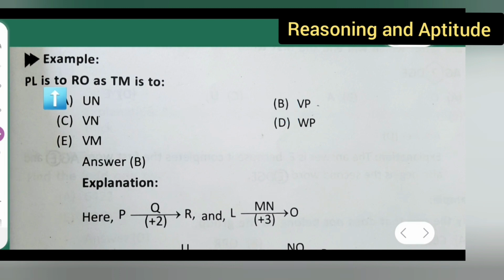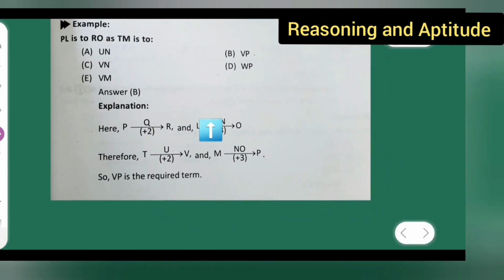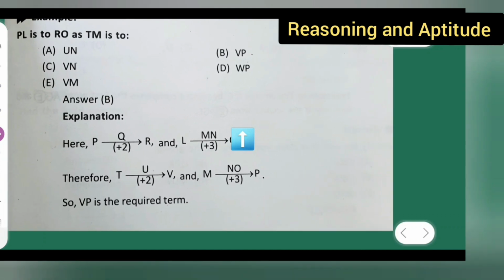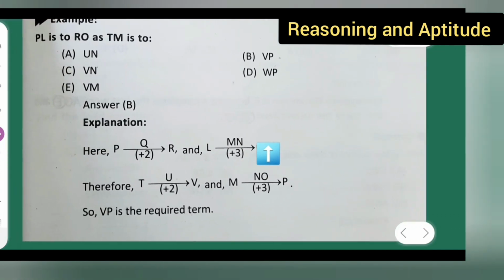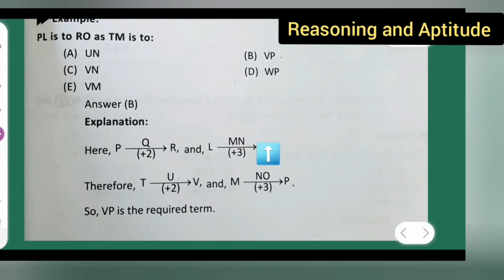Now next example, PL is to RO, STM is to dash. So option B is the correct option. But why option B is the correct option, that we need to see. Here I have given you all the reason.